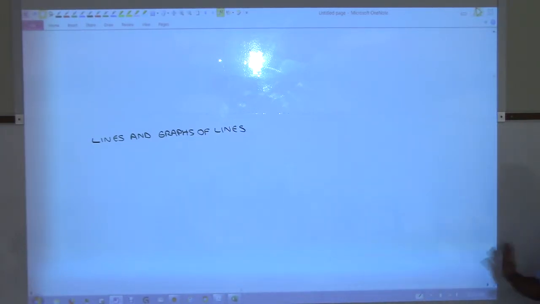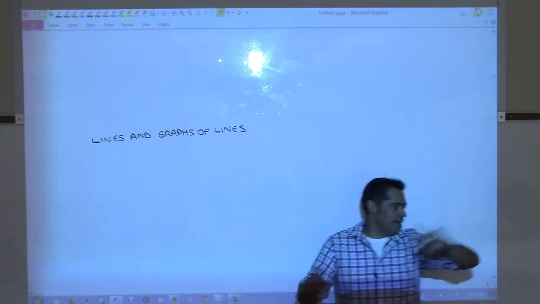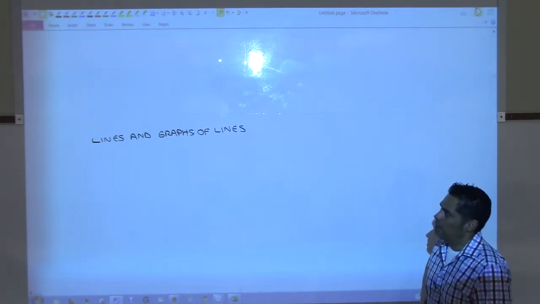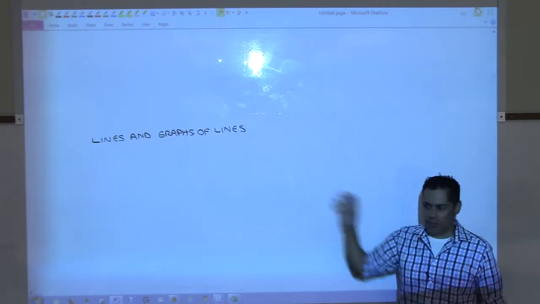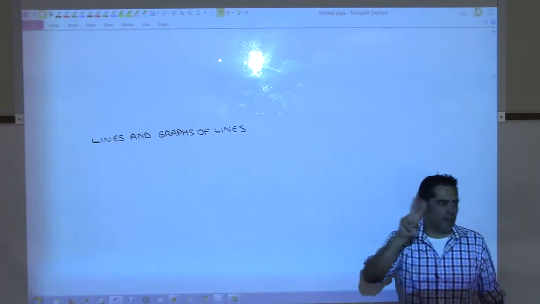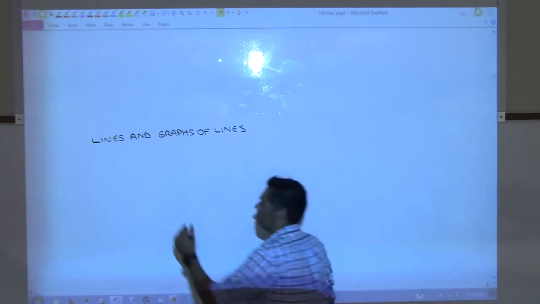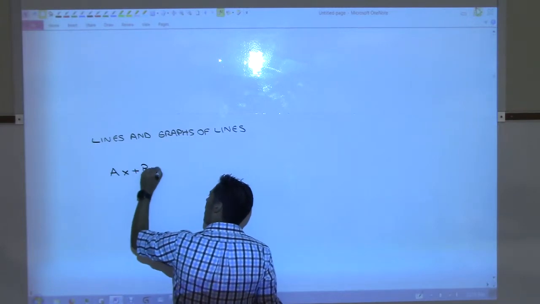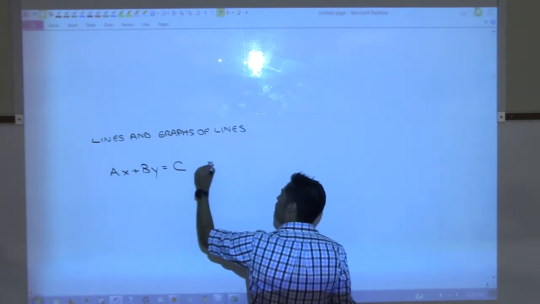All right, so when it comes to lines, we all know what a line is, right? I mean, that's obvious for all of us. But when we look at a line visually, there's always an equation that goes with that line. And there are two standard forms for linear equations. I'm going to put them on the board here. The first one is this: AX plus BY equals C. This is called your standard form of a line.